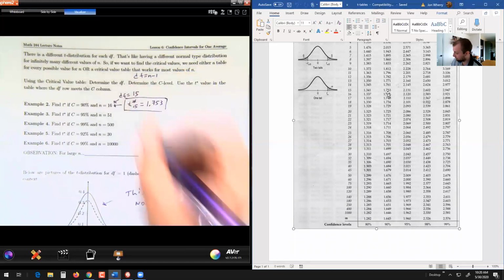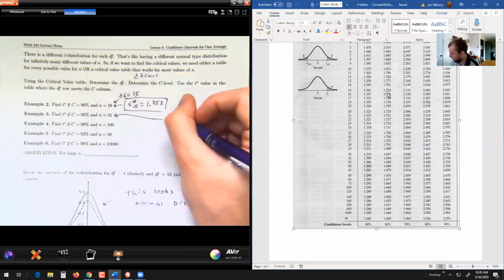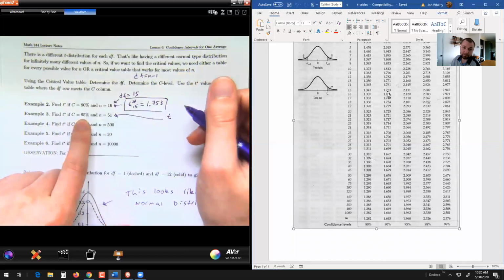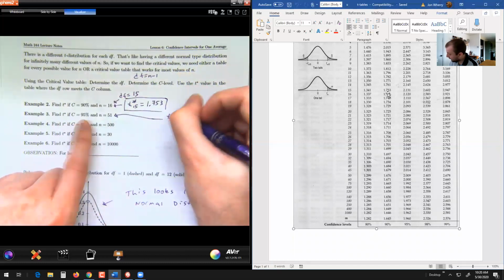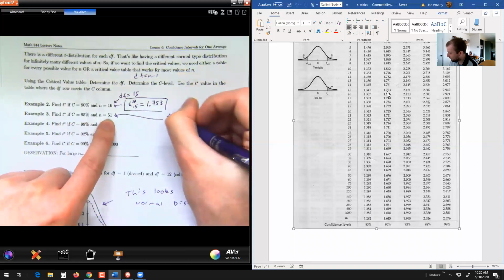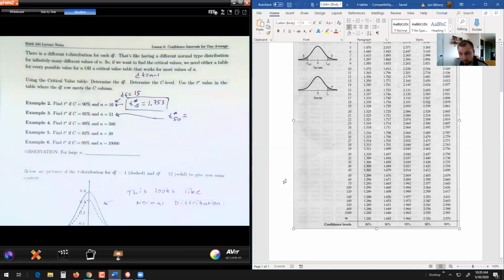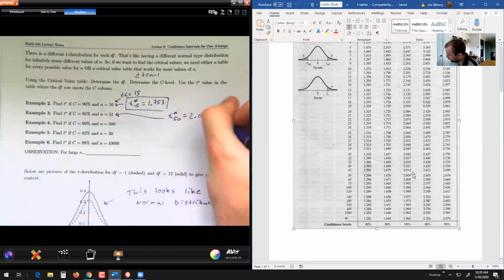Let's try another one. 51 samples, and I want to find t-star for 95%. First thing I need to be careful about, if I have 51 samples, I have a degree of freedom of 50. Now, sometimes my degree of freedom won't show up on the side here. It'll be between two values. Use your best judgment. Take whichever one it's closer to. So in this case, I'm at 50. That is in my table. Great. And 95. Seeing where those meet up, looks like they meet at 2.009.